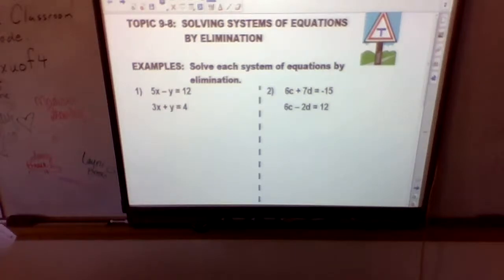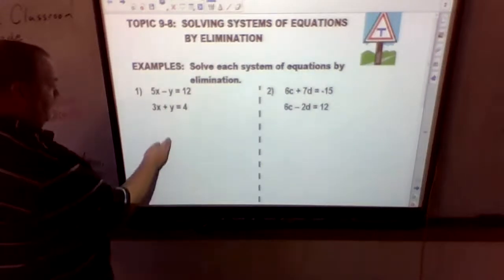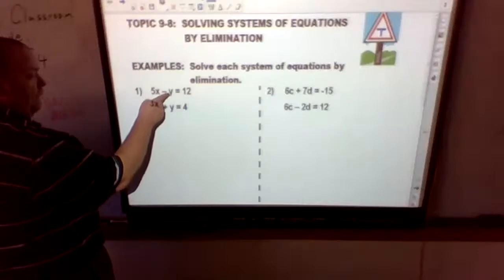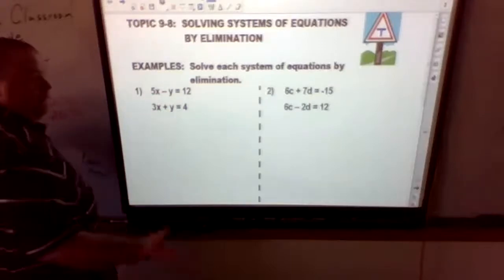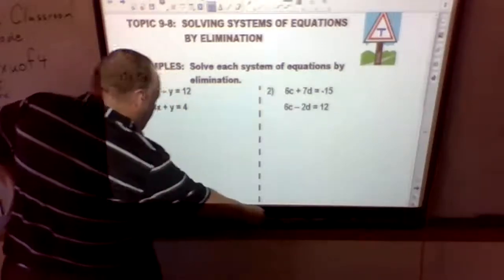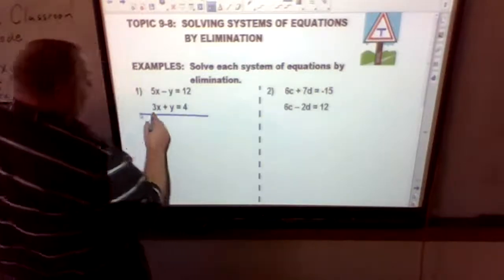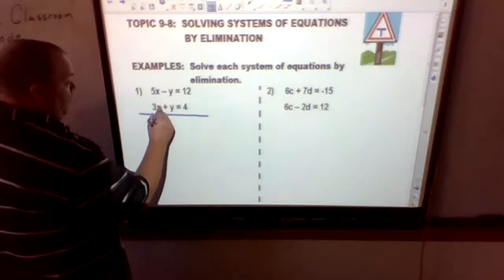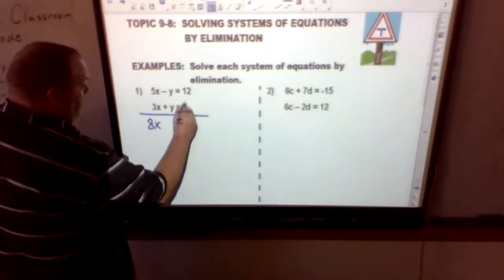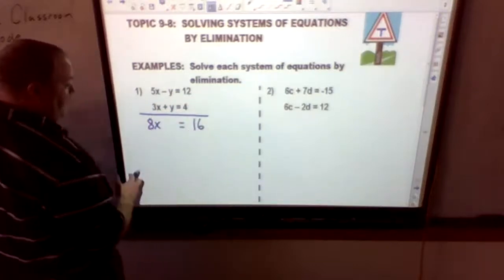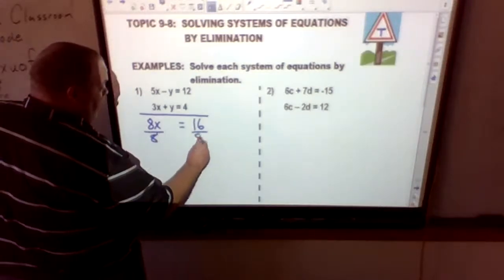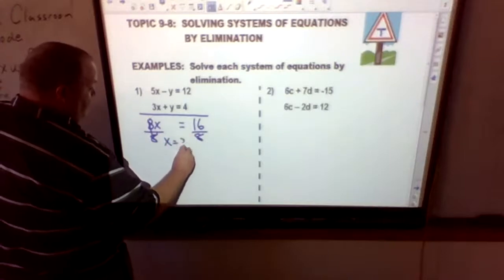Step number two, determine if adding vertically will eliminate a variable. If we added vertically, could we eliminate a variable? Yes, we could, because if you had negative 1y and you add 1y, that's 0, okay? So this is the one we're going to go with. Okay, so 5x plus 3x is 8x. Negative 1y plus 1y is nothing. 12 plus 4 is 16. So we have 8x equals 16. We're going to divide each side by 8, so x equals 2.